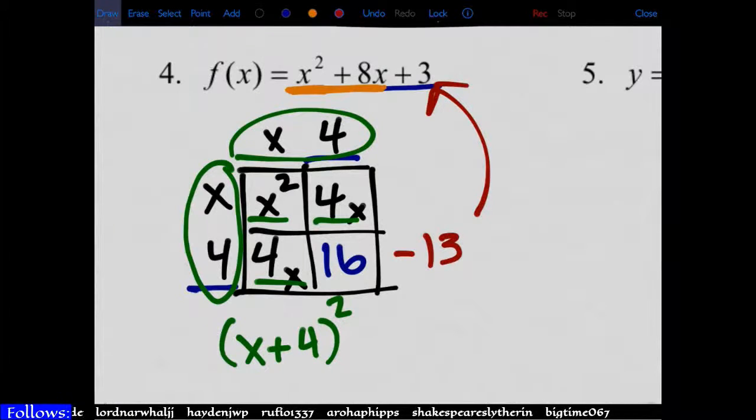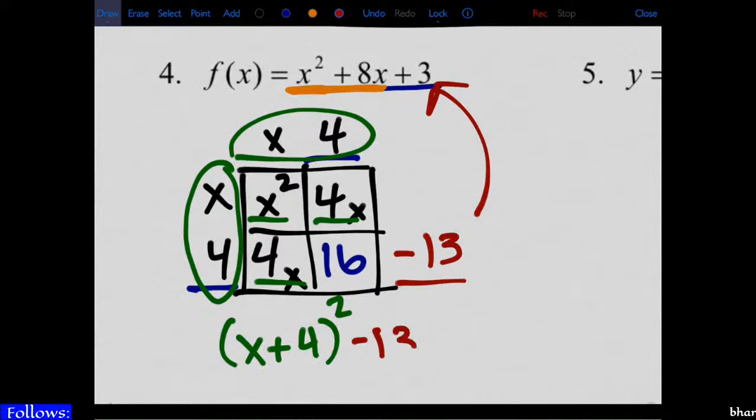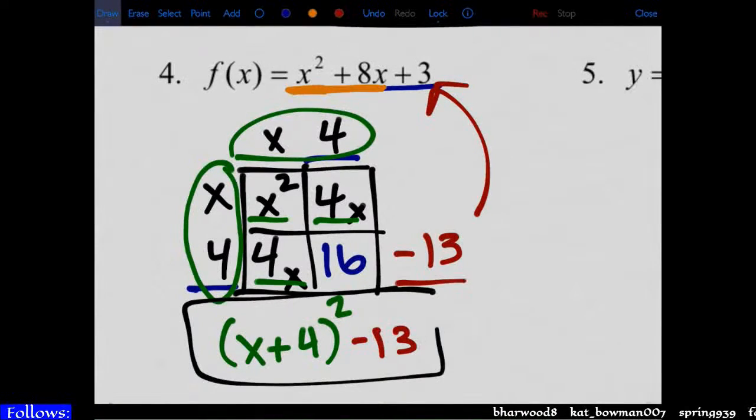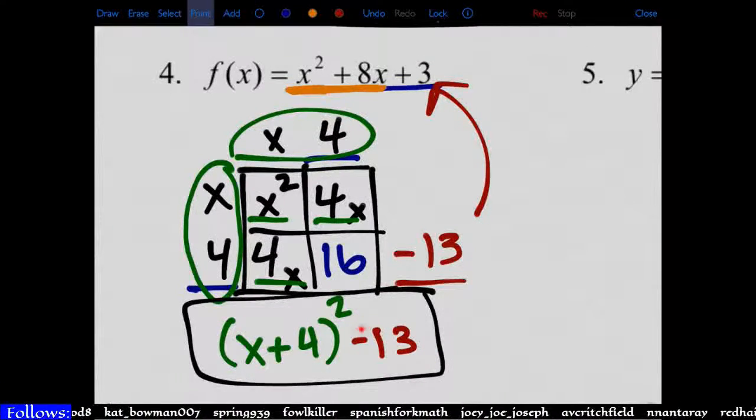Okay, so our square that we found that had 8 x's in it and x squared in it had 16 units, but we only wanted 3, so we needed to minus 13 from that square. And we write that right here, minus 13. And this is your vertex form. That's all there is to it. You've got your (x plus 4) squared and minus 13. That's your k value in your vertex form.